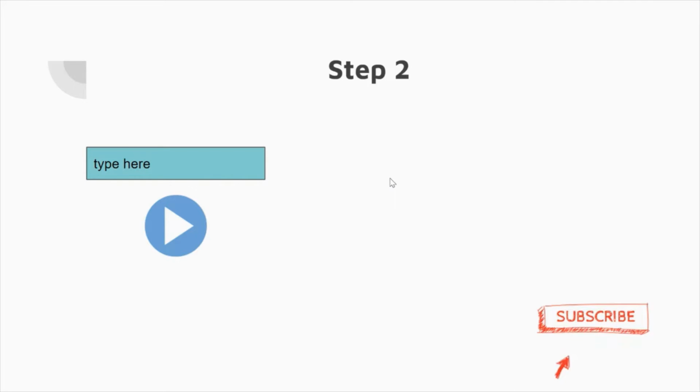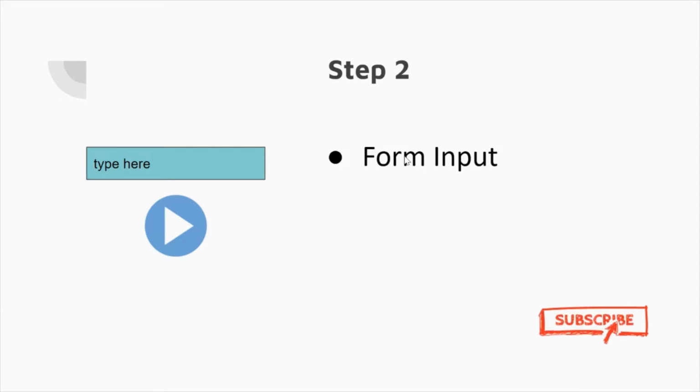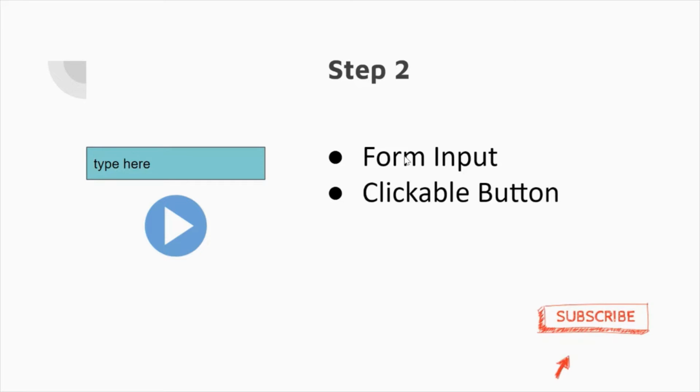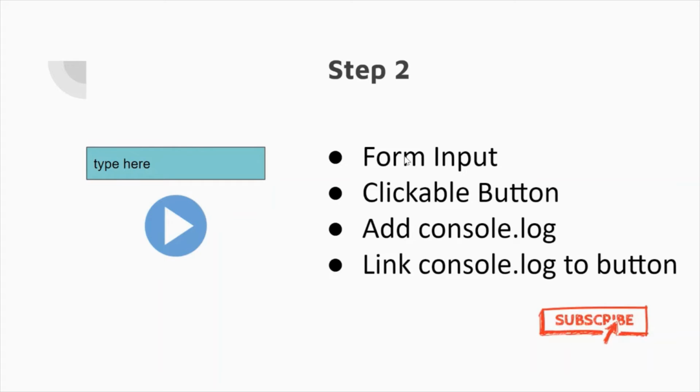And now a similar case applies here as well. So we are going to provide the user with a space where they can write whatever they need to write. That is called a text input. It looks similar to this one. And we're going to give a button, and then we are going to have our form input as we already discussed. Then we are going to have a clickable button. Then we are going to add console.log, and then we will be linking the console.log to the button.